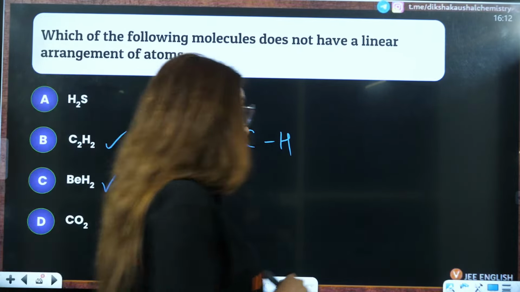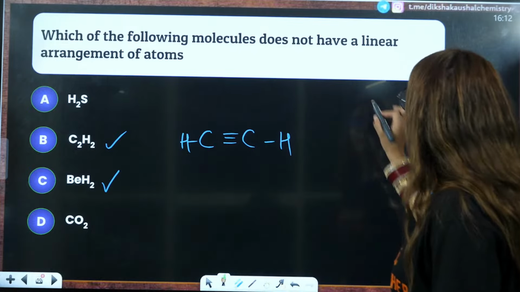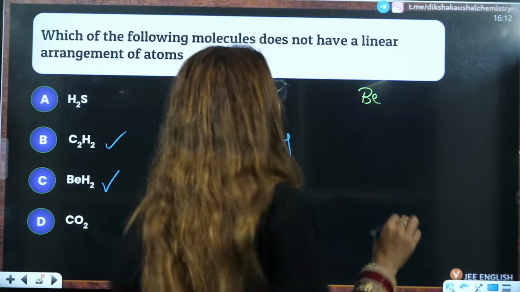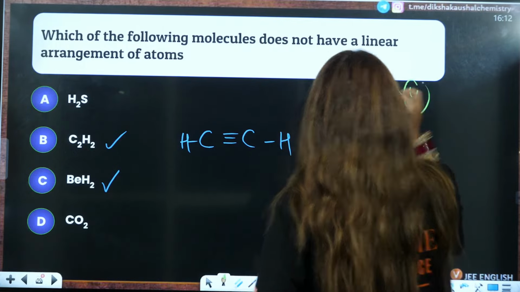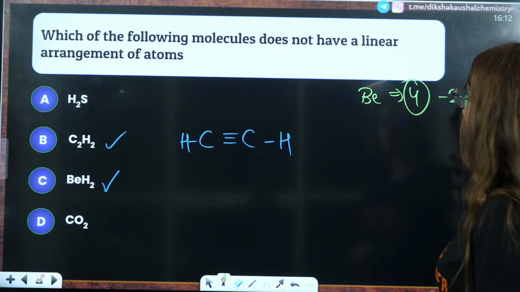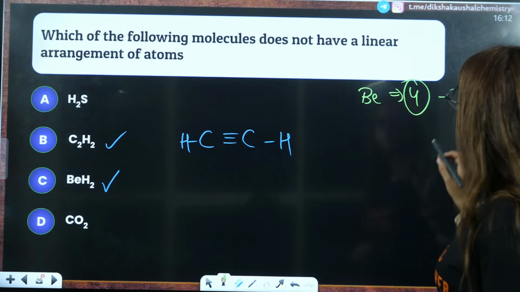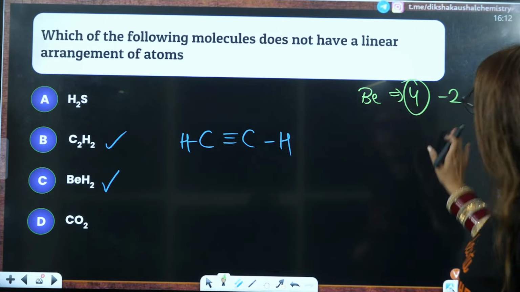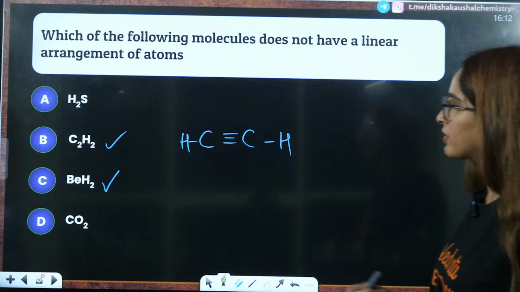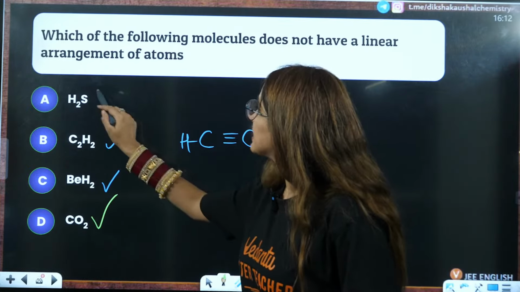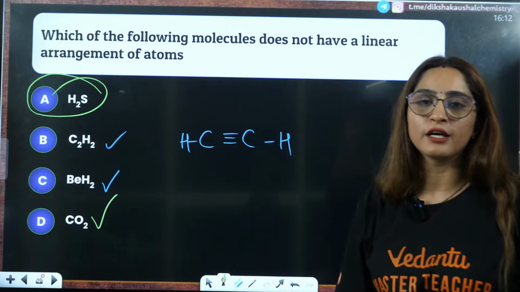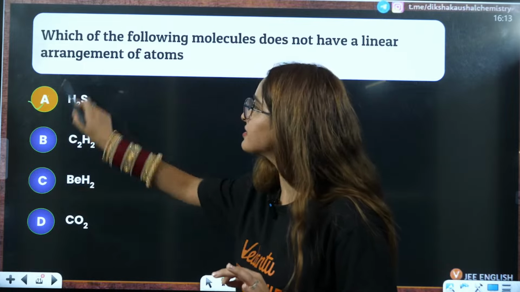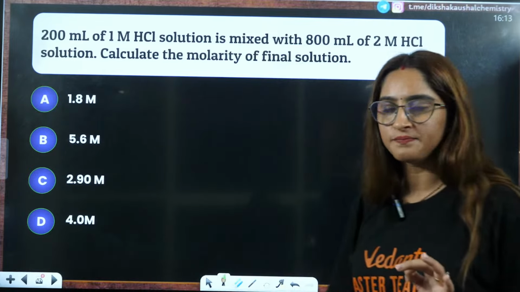Next, BeH2. Beryllium belongs to hydrogen, helium, lithium, beryllium, so atomic number 4, right? Out of its electrons, 2 are already involved in the electron pair. And then H2S also. BeH2 is linear, but H2S is not following a linear arrangement here, right? So the answer is H2S.